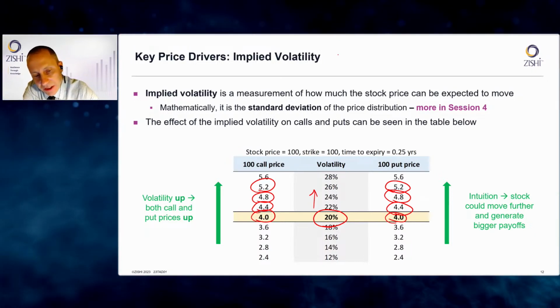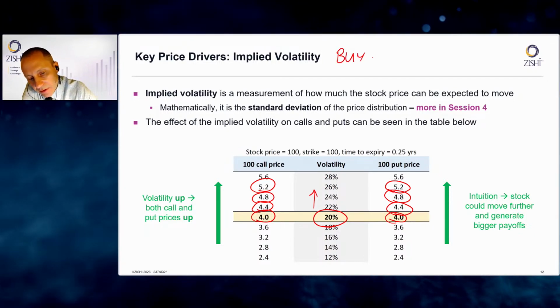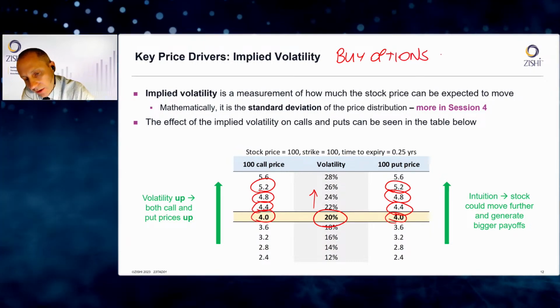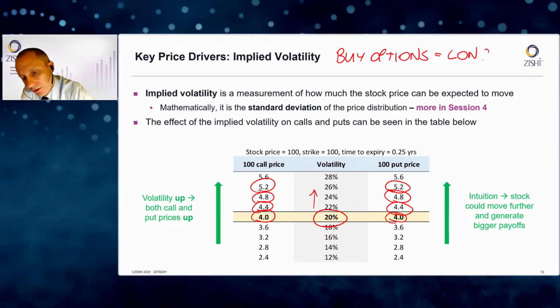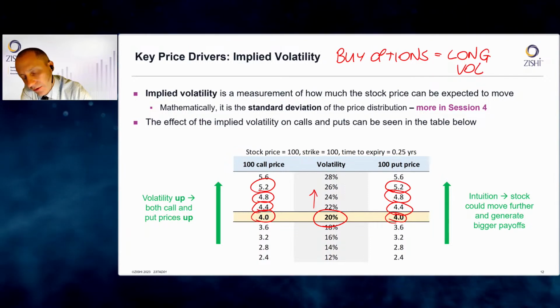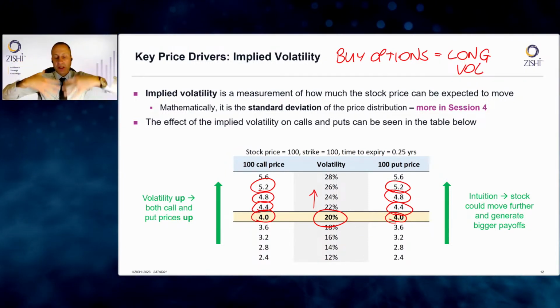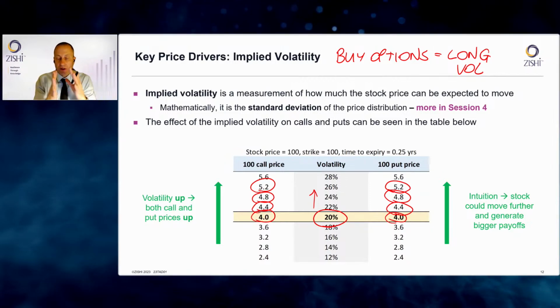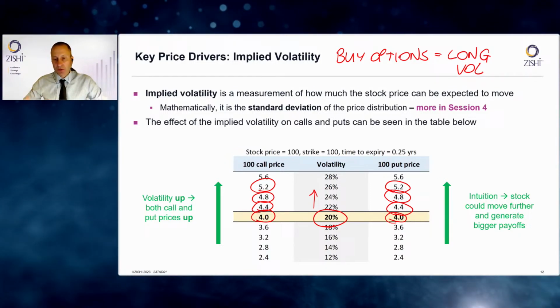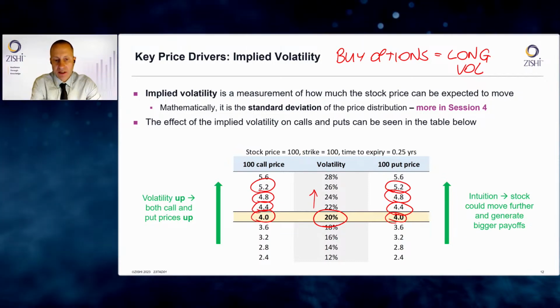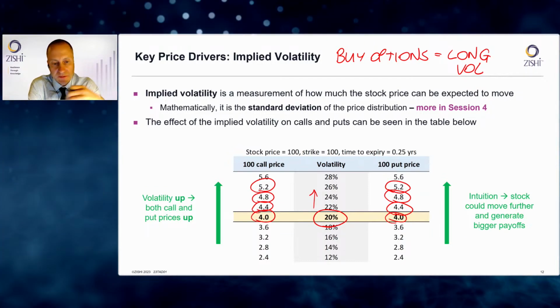So generally speaking, if we buy options in the market, we say we are long volatility because we want volatility to be high in an experienced sense. We want the volatility that we realize over time to be high, because then that will generate the biggest opportunity for a positive payoff.